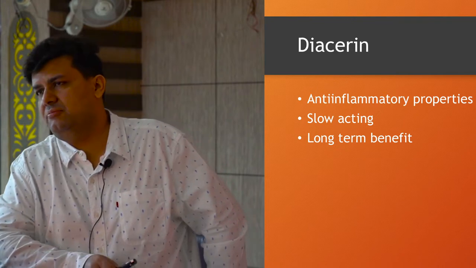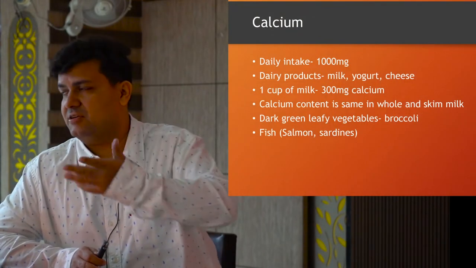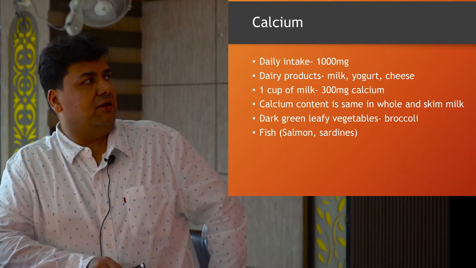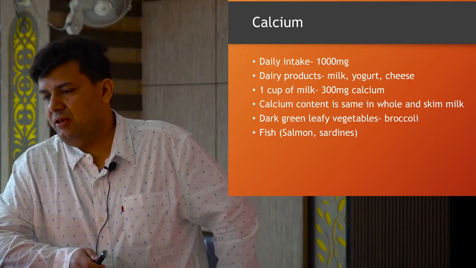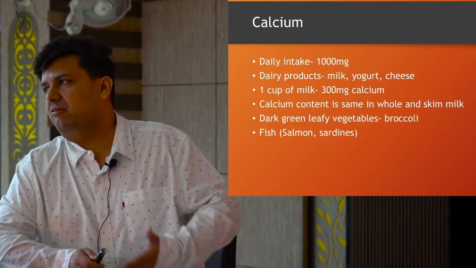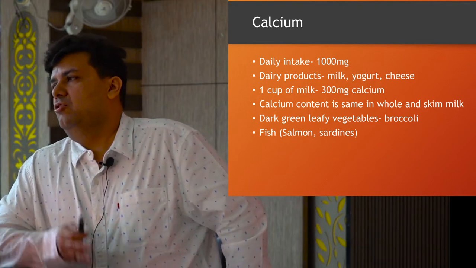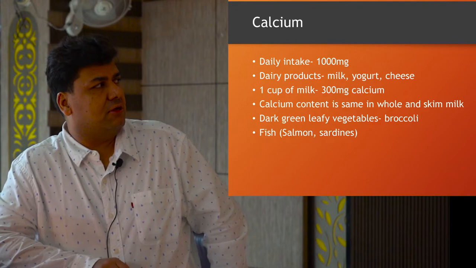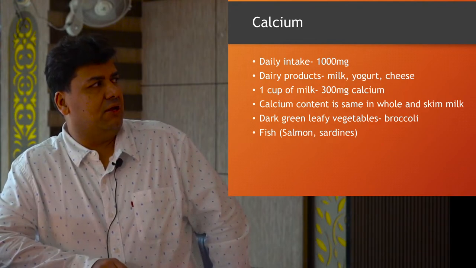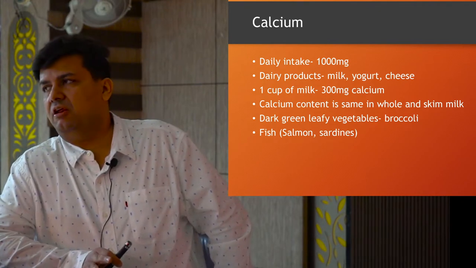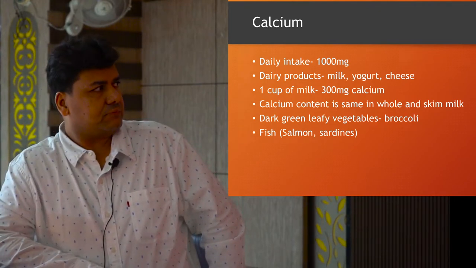Now comes the calcium. For any bony disorder, for an orthopedic surgeon, calcium will be there in every prescription. Usually the recommended daily intake is 1000 milligrams, and usually in young people it should come from the diet, not from calcium supplements. Calcium is maximum in the dairy products: milk, yogurt and cheese. One cup of milk is usually 300 milligrams of calcium.